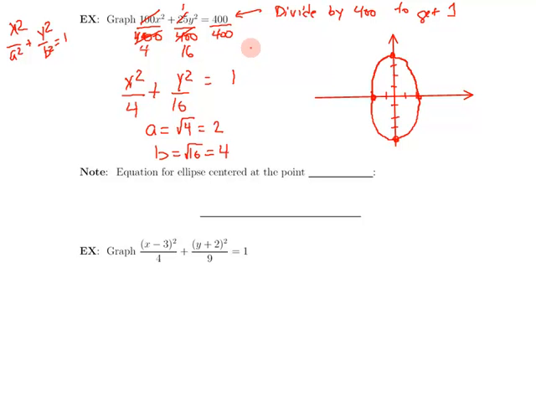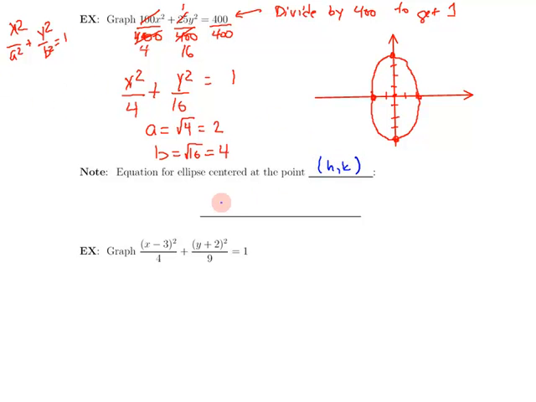Now, I mentioned this earlier, but the shape of a planet's orbit about the sun also forms an ellipse. So we recognize that that shape has an application. Now, what happens if we're not centered at the origin? What if we're somewhere else in the Cartesian coordinate system? Well, we can modify our formula for the equation of an ellipse to be centered at the point h, k.